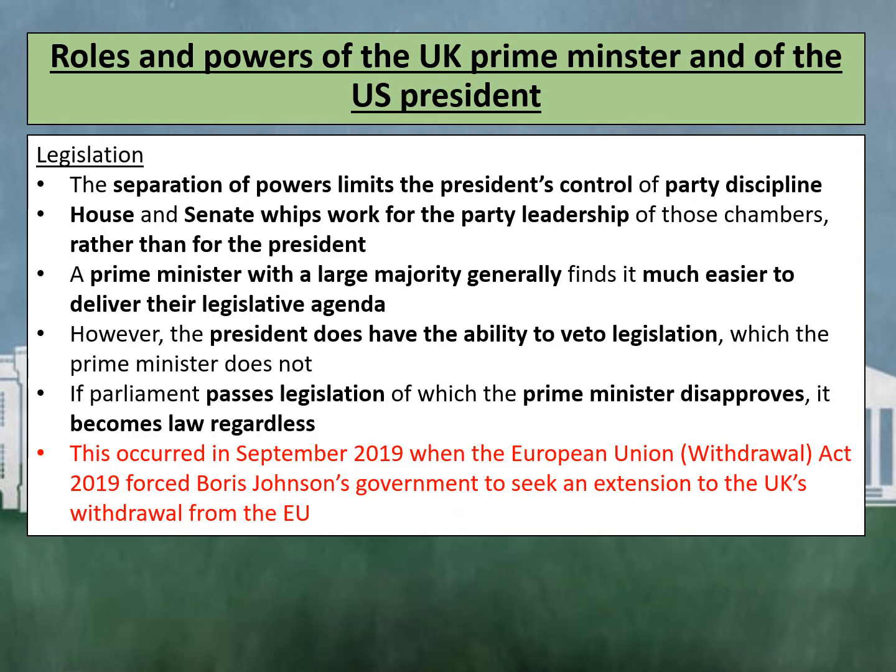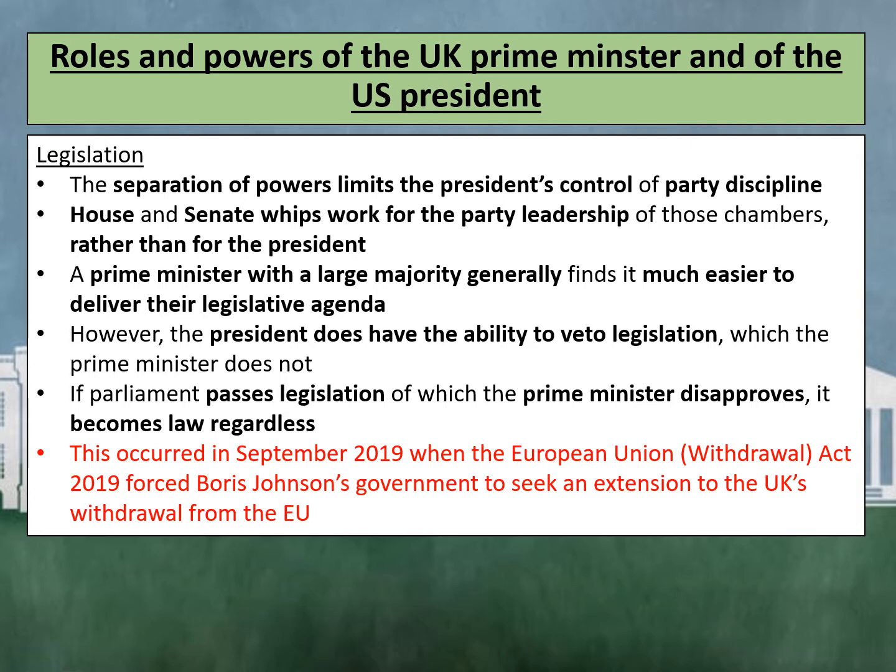Still looking at legislation, we have the separation of powers, which limits the President's control of party discipline. House and Senate whips work for party leadership of those chambers rather than the President. A Prime Minister with a large majority generally finds it much easier to deliver their legislative agenda. However, the President does have the ability to veto legislation, which the Prime Minister does not.